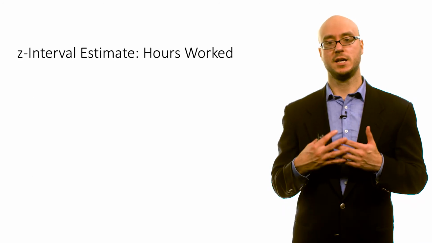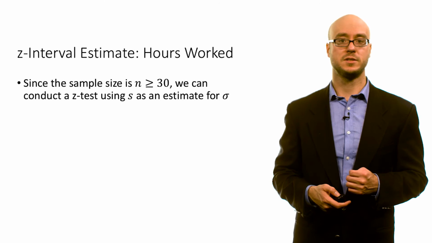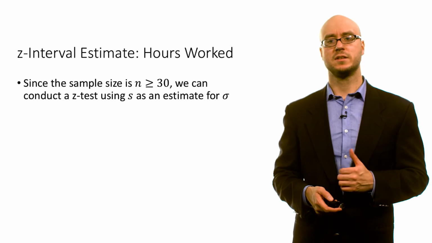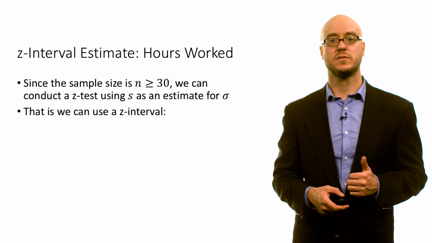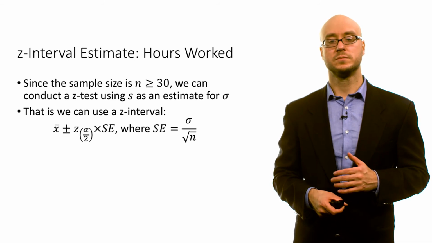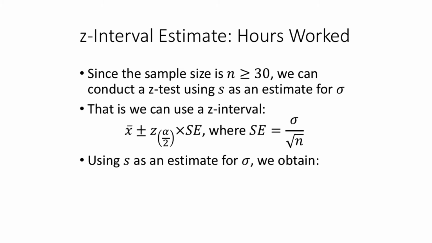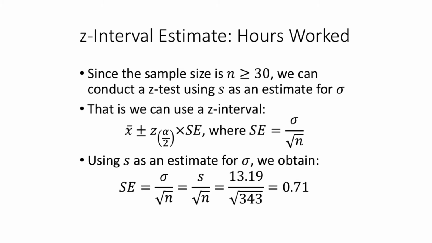But we also want to conduct a confidence interval, sometimes called a z-interval estimate. Since the sample size is greater than or equal to 30, we're going to conduct a z-test using the sample standard deviation s as an estimate for sigma. So we're going to use a z-interval. This is just what we saw before, where we have x bar plus or minus z alpha divided by 2 times the standard error. We're going to put in s as an estimate for sigma, the population standard deviation, which we don't know. When we do that, we obtain a value of the standard error of 0.71. That's just the standard deviation that we'd expect to find on the sampling distribution for the sample mean.